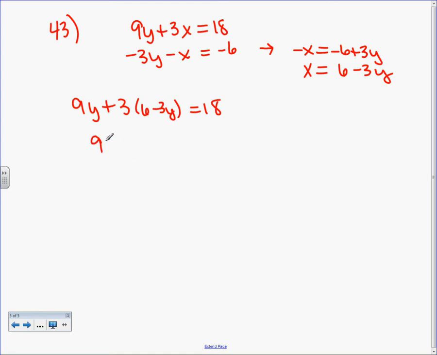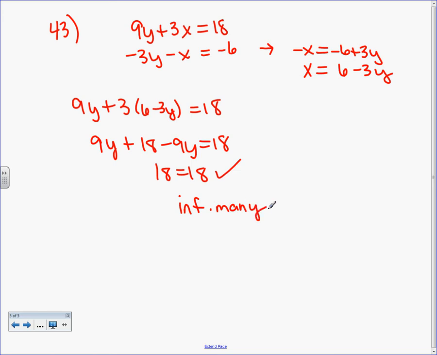So 9y plus what? 18 minus 9y equals 18. Is everybody okay there? Combine like terms. What's 9y minus 9y? So 0. They cancel out, right? So 18 equals 18. What just happened? The variables disappeared, right? So it's either infinitely many or it's no solution. Which one is this? Infinitely many, because that was true, right? If the variables disappear, that's what I mean by that.